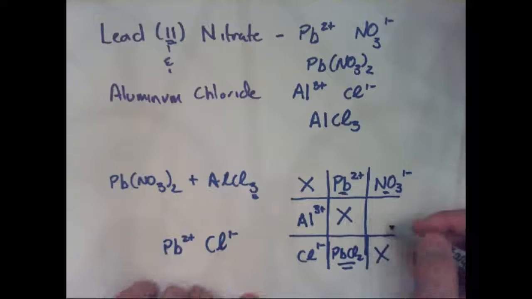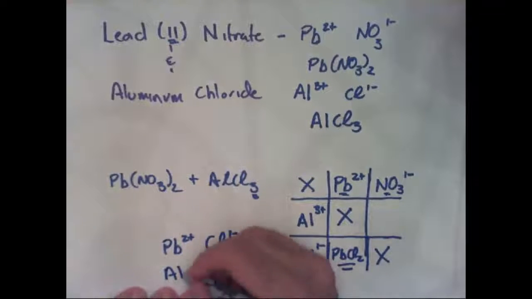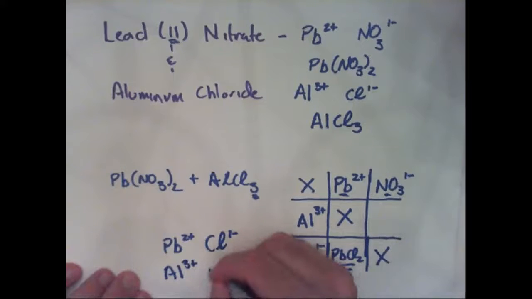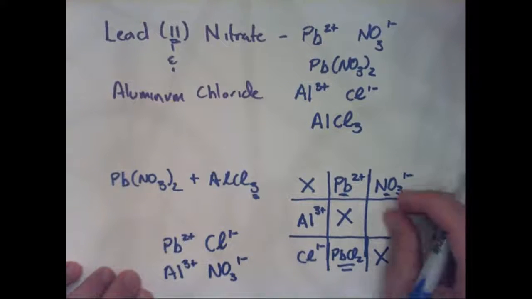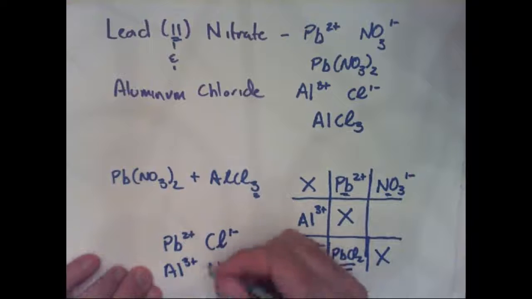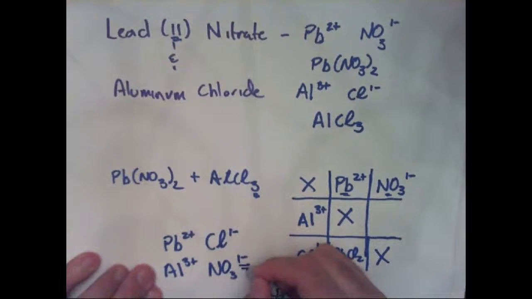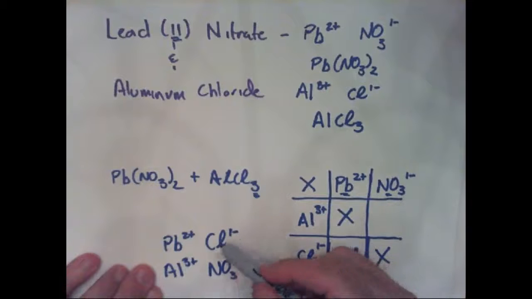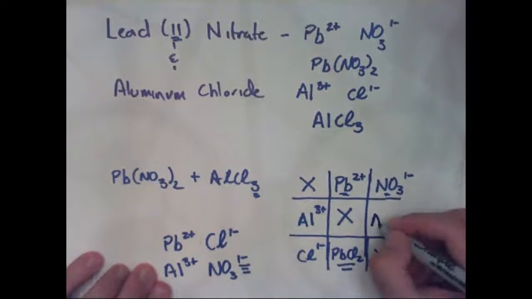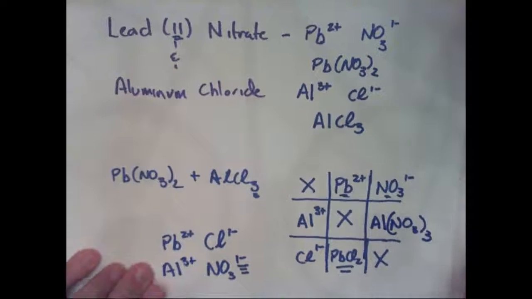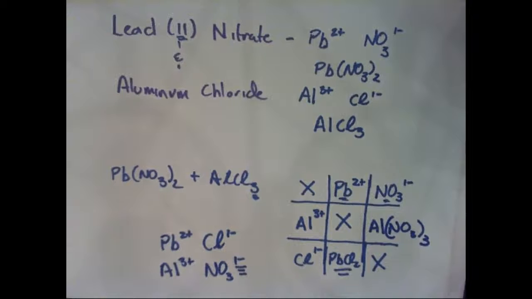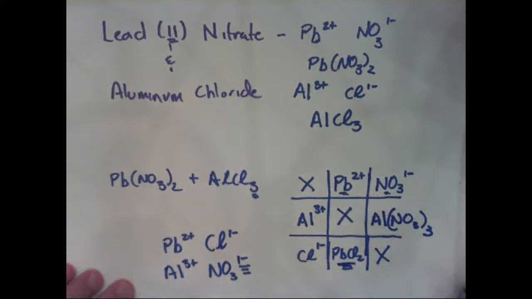And now the same is going to be true for aluminum. If we have aluminum, we have a 3 plus charge. It comes together with nitrate. And so we need to put 3 nitrates there because we need to have the charges cancel each other out. Al(NO3), and we're going to put the NO3 in parentheses, and we'll put 3. So those are our 2 products, the formulas of our two products.